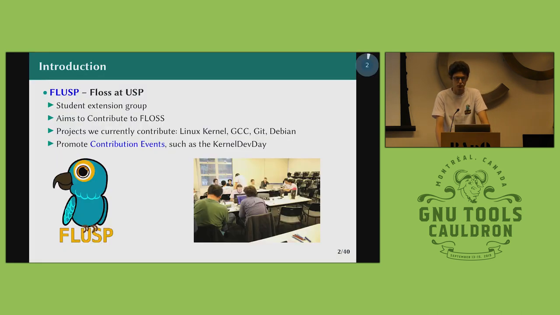FLUSP is a student extension group at the University of São Paulo, which currently aims to contribute to FLOSS in general. We currently contribute to the Linux kernel, GCC, Git, and Debian. The Linux kernel is our strongest front. And we also promote contribution events such as Kernel Dev Day, where we managed to get people that never contributed to the kernel to send their first patches and get them approved.